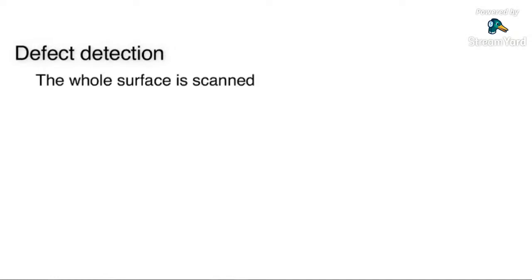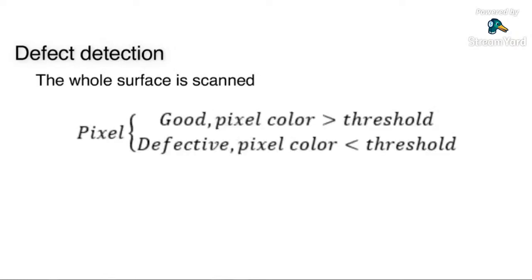For defect detection, the whole surface of the lemon is scanned. Therefore, the pixels contained on the lemon's peel are evaluated. If a certain pixel is not between a given threshold, then that pixel is considered as defective. The evaluation continues for all the pixels, and the areas, aka the defective pixels, are drawn in the image.